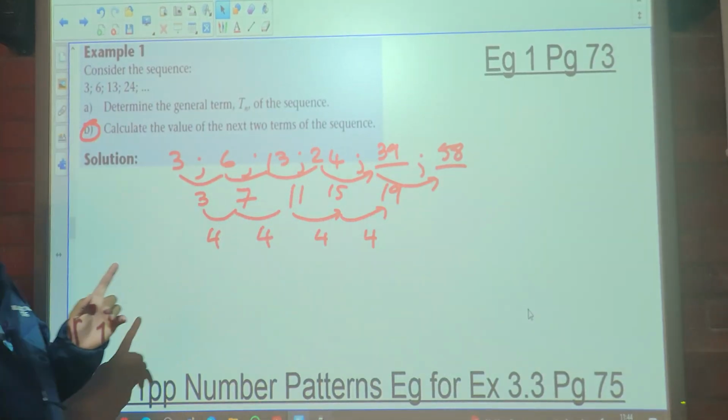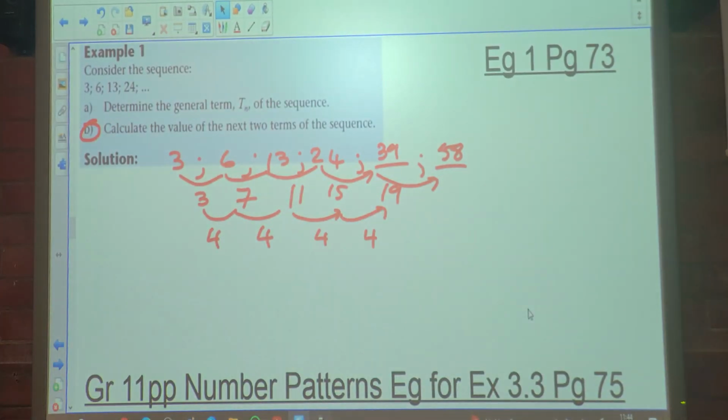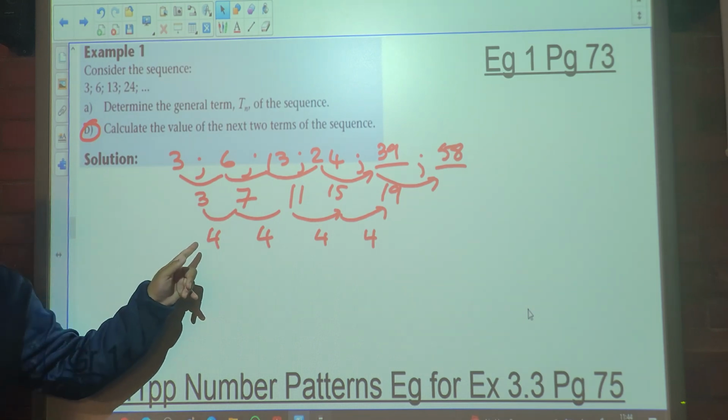But what do we notice? What do we notice? That there is a second common difference.